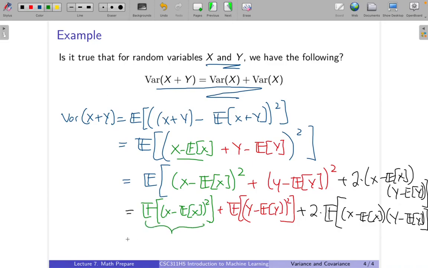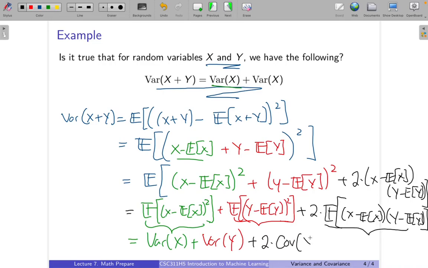This term here, that's just the variance of x. This red term, that's the variance of y. And I actually have a third term here, which is 2 times, and would you look at that, that's just the covariance of x and y. So it is not true in general that for these random variables x and y we'll have this property, but we will have this property if my covariance term happens to be 0.